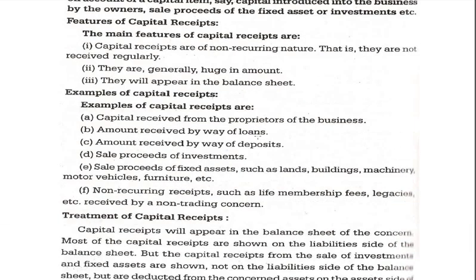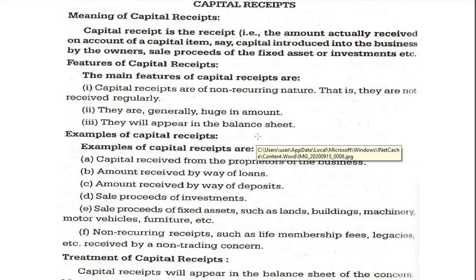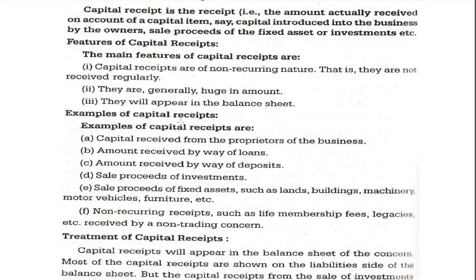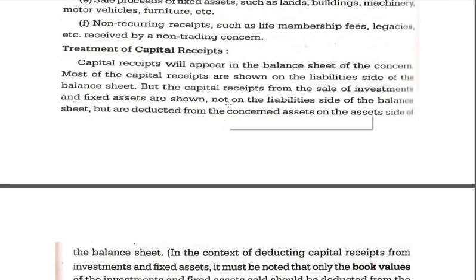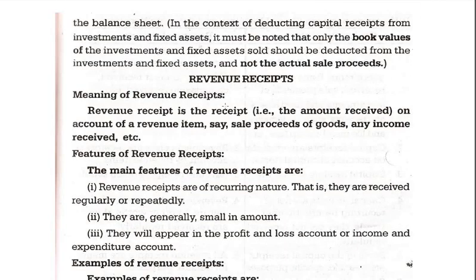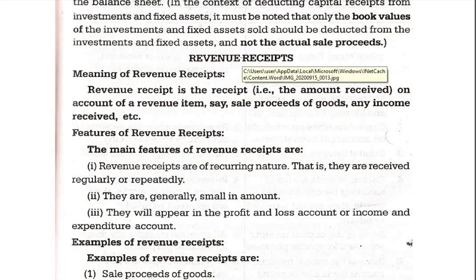So this is about capital receipts. Capital receipts are receipts of capital nature. They are not recurring in nature, and moreover, normally the amount involved is huge or for some specific purpose, and they will appear on the balance sheet either on the liability side or as deduction from the assets. So that's about capital receipts. Now we'll move on to revenue receipts.